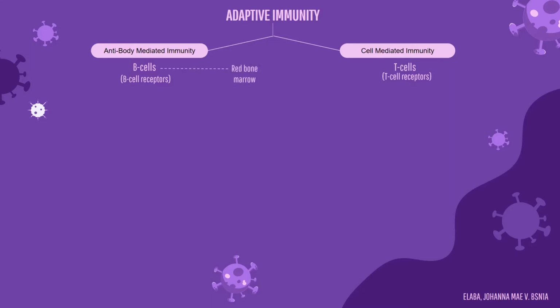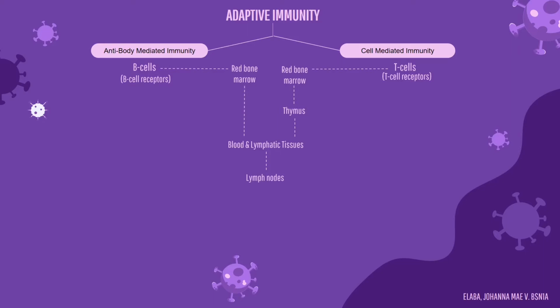Both B cells and T cells originate from stem cells in the red bone marrow, but B cells mature in the red bone marrow, then enter the blood and lymphatic tissue, specifically the lymph nodes. The T cells also originate from the red bone marrow, but they mature in the thymus, then go to the blood and lymphatic tissues, and go to the lymph nodes.